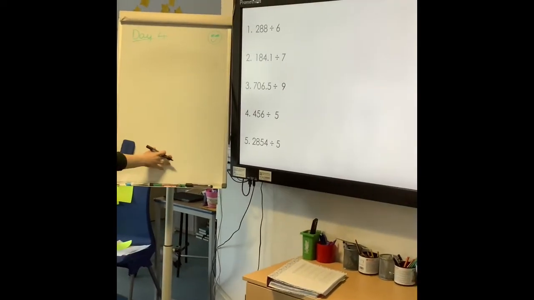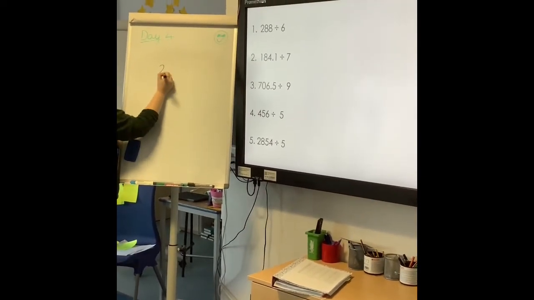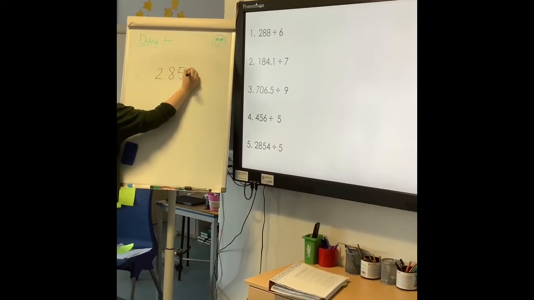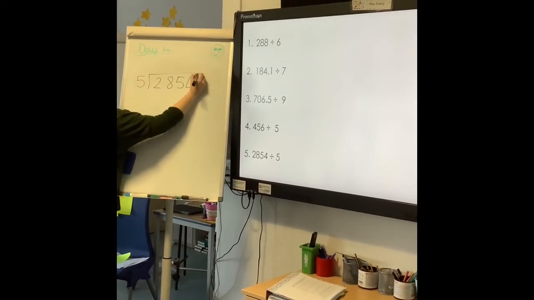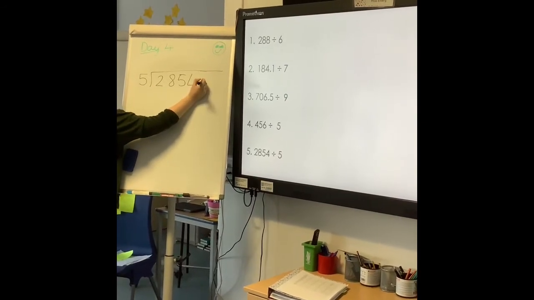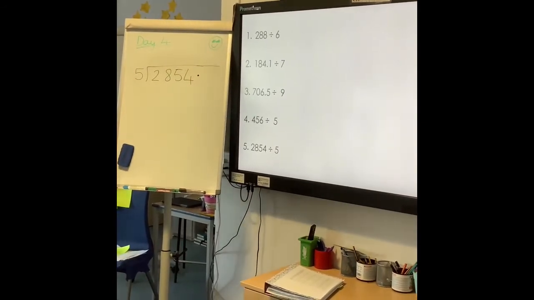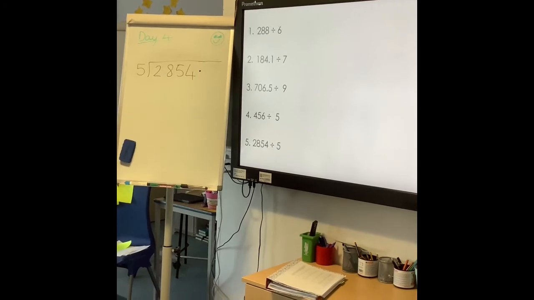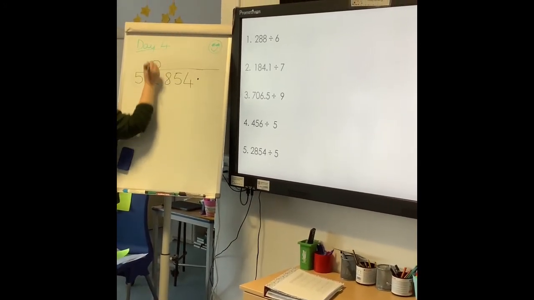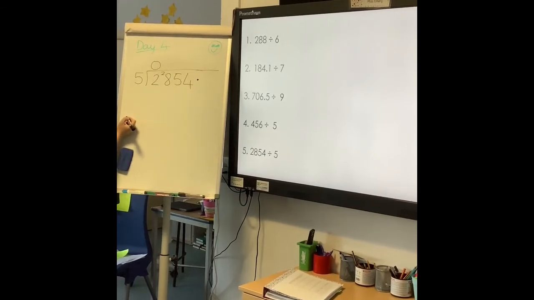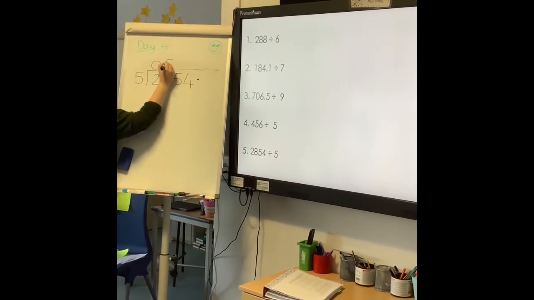Last one, number 5, 2,854 divided by 5. Again, hopefully you notice the digit doesn't end in a 5 or a 0, so it's not necessarily in the 5 times table, so I've got space there for carrying on. 2. Can I share that into 5? No, I've got 28. The closest I can get is 25, which is 5 times.